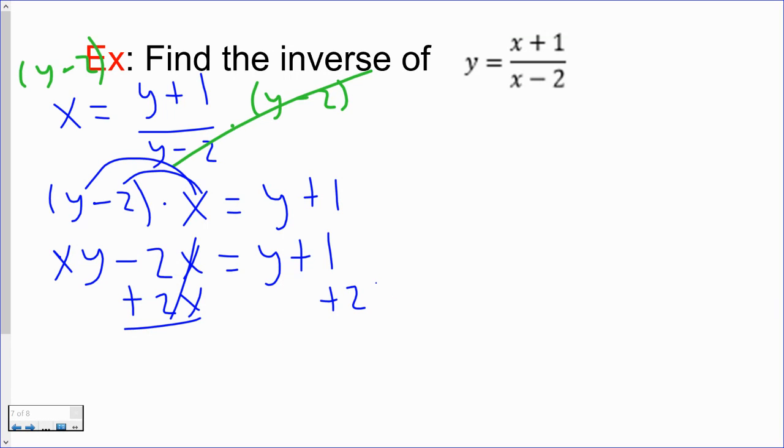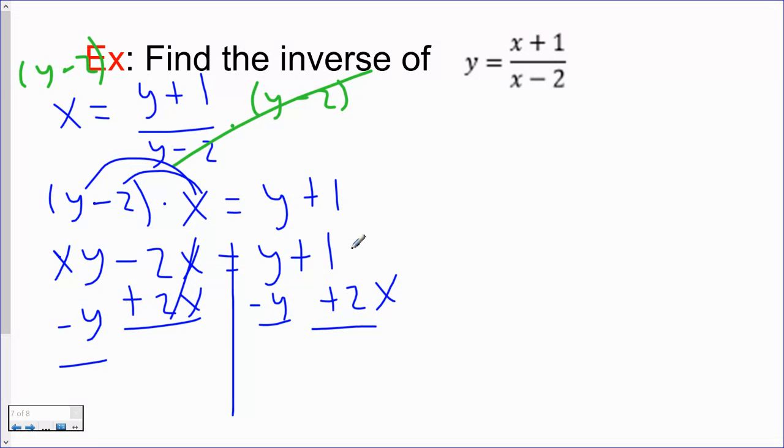So I add 2x to both sides. Over on this side, I have a y. I want anything with a y on the other side, so I'm going to subtract it. So I'm going to minus y here. I'm going to minus y here. And then lastly, this is a plus 1. I'm going to leave it there.